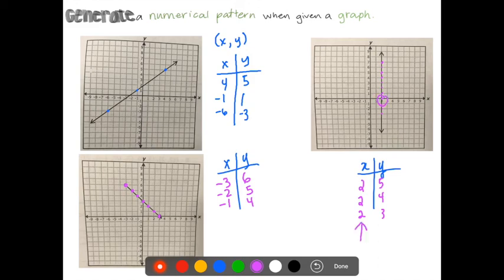And so this particular line is a line that has no rate of change. When this happens, we just simply write out a numerical pattern with x being the same value for different values of y.